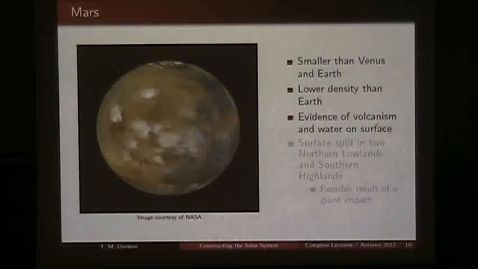And then finally, for the terrestrial planets, we have Mars, which is the outermost of the terrestrial planets. It's smaller than Venus and Earth. It's only around 1/10, or 11%, of the mass of Earth, and it also has a lower density. There is some evidence of volcanism on the surface, and also evidence that there was water on the surface. We're seeing some great results coming out of the recent lander on Mars.